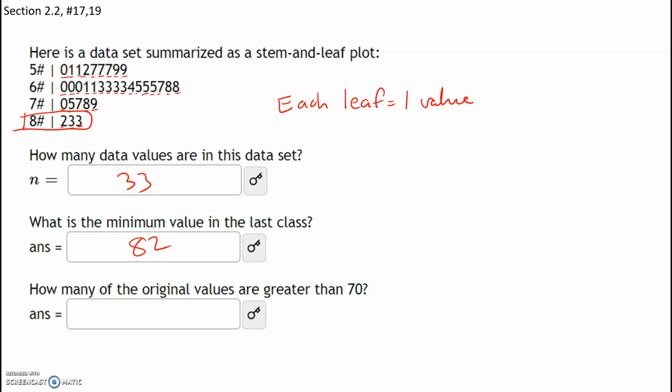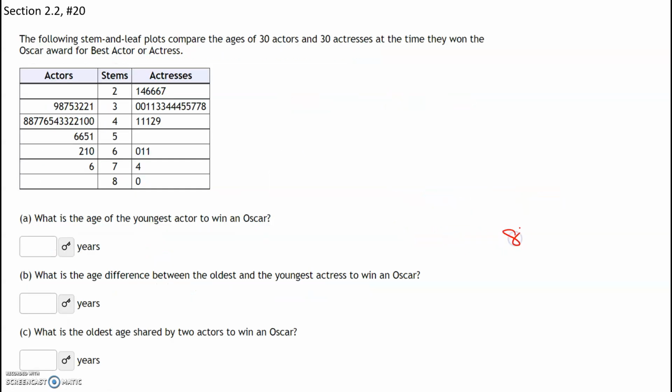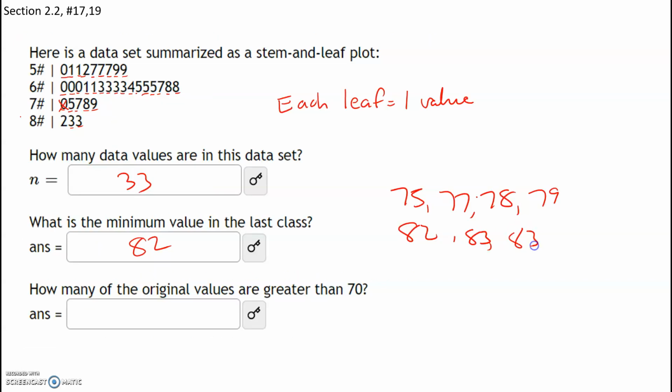And then lastly, it says how many of the original values are greater than 70. Now, it says greater than 70, which means 70 doesn't count, so I'm not going to count that. So we have a 7 and a 5, that's a 75. We have a 77, a 78, and a 79. Then we have 8 and a 2, that's 82. 8 and a 3, that's an 83, and another 83. So how many values do we have that are greater than 70? We have 1, 2, 3, 4, 5, 6, 7. And we can also see that here. 7 values are greater than 70, which means 70 is not included.